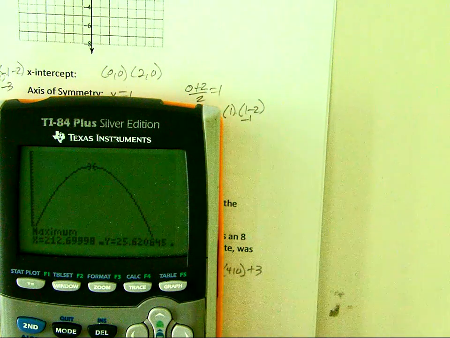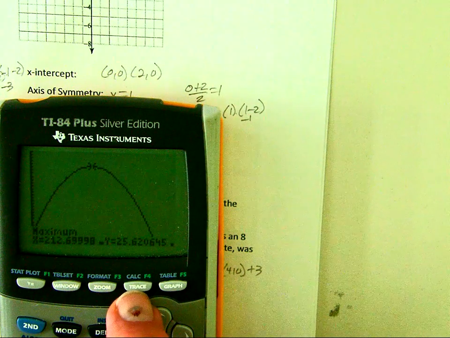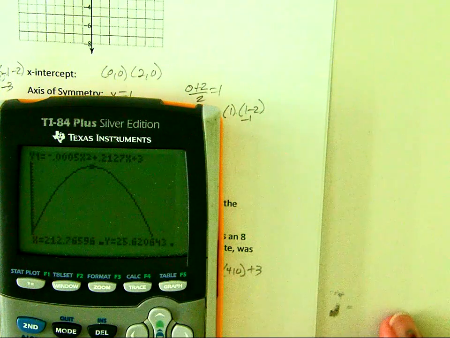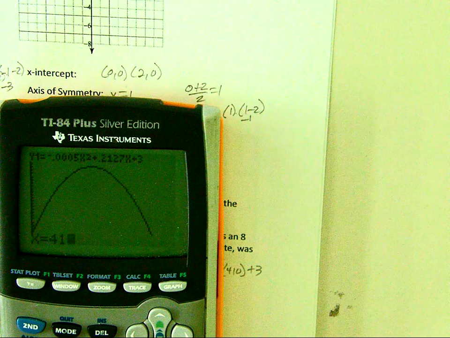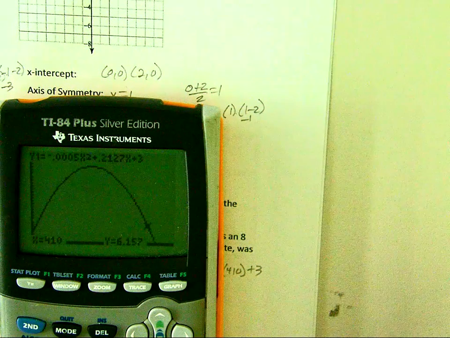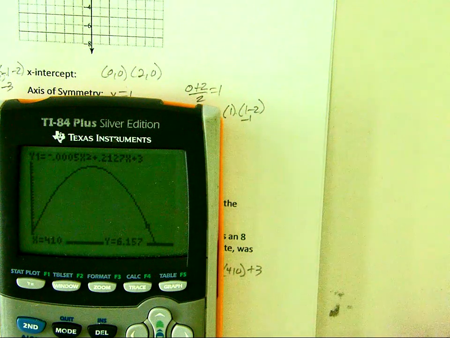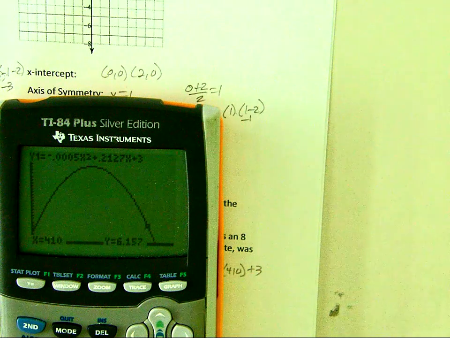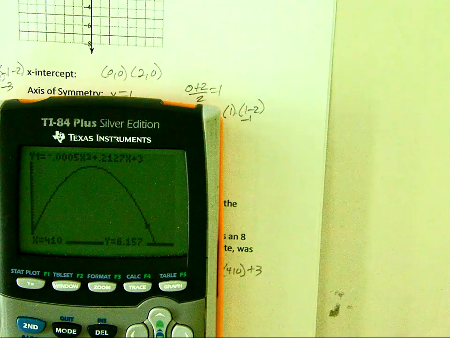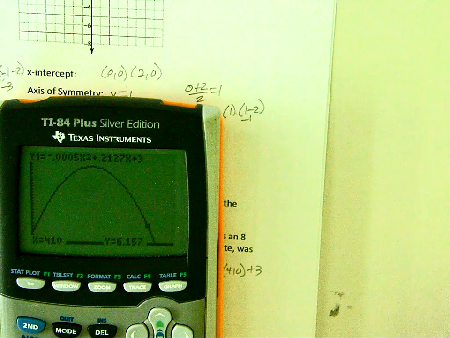Then for that second question, I hit the trace button up here at the top and punch in my x value, which is 410, and hit enter. It tells me it's 6.157. So that tells you that when that ball's gone 410 feet, it's 6.157 feet above the ground.